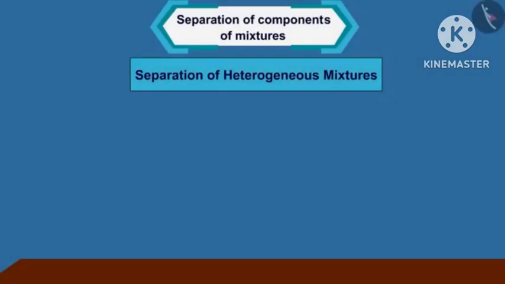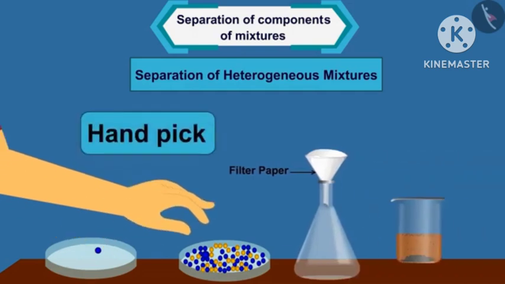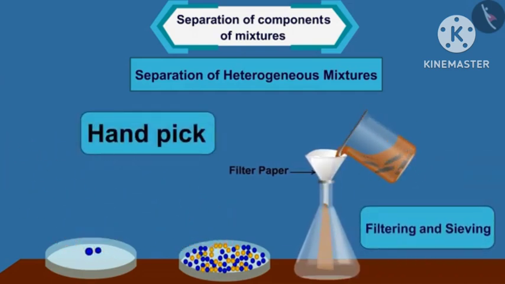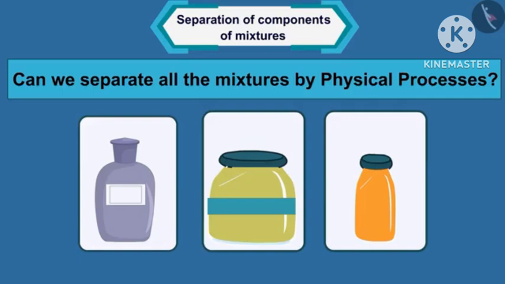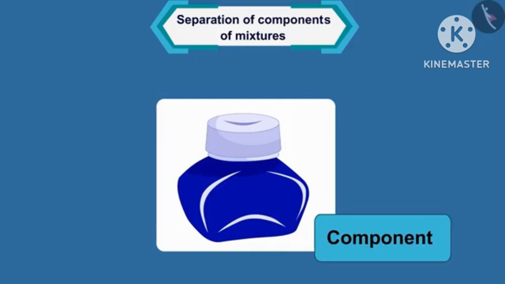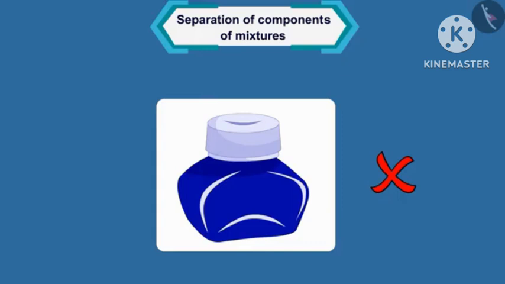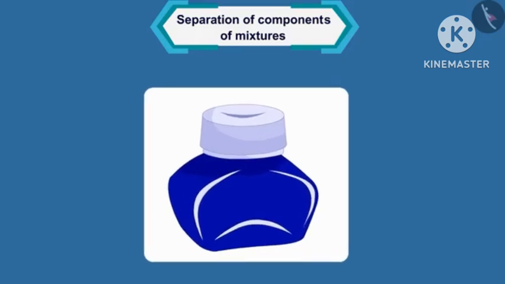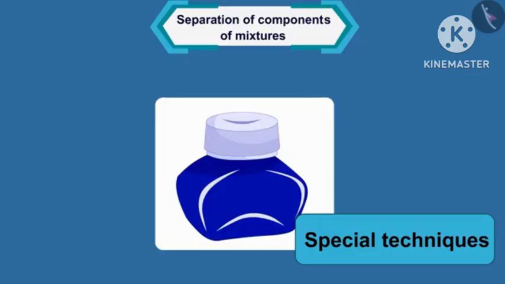Heterogeneous mixtures can be separated by simple physical processes such as selecting by hand, filtering and sieving, etc. But can we separate all mixtures by physical processes? For example, can we separate ink into its components by some physical process? No. Special techniques are used to separate mixtures such as ink. Let us now study some of these techniques.